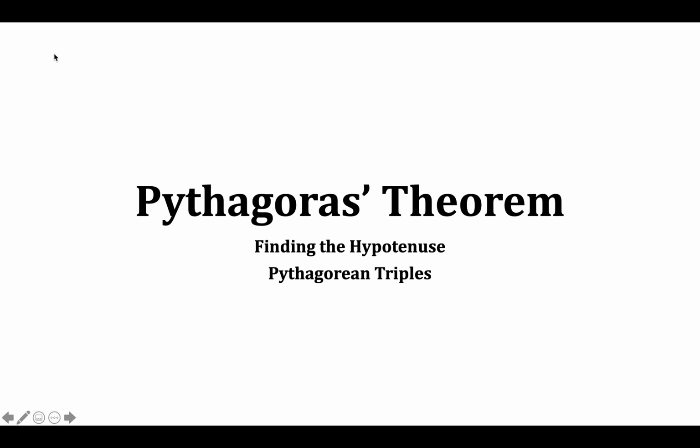In this video, we're going to look at Pythagoras' theorem. The video is split into three parts. Firstly, we will find the hypotenuse and look at Pythagorean triples. Then we will find the shorter side of a right-angled triangle. And finally, we will look at some problems in context.